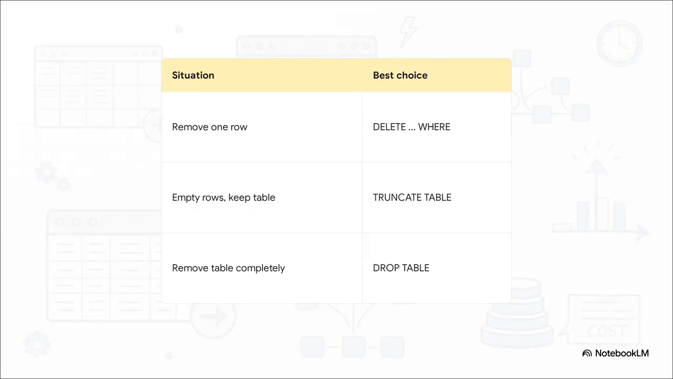Now, to make sure you're using the right tool for the job, let's quickly compare the different levels of destruction here. If you just want to remove one specific canceled booking or one graduated student, use DELETE. But what if you want to empty every single row, but keep the actual table structure intact for future use? That's TRUNCATE TABLE. And if you want to go nuclear and completely remove the table design from existence entirely, that's DROP TABLE. Definitely know the difference between these three.